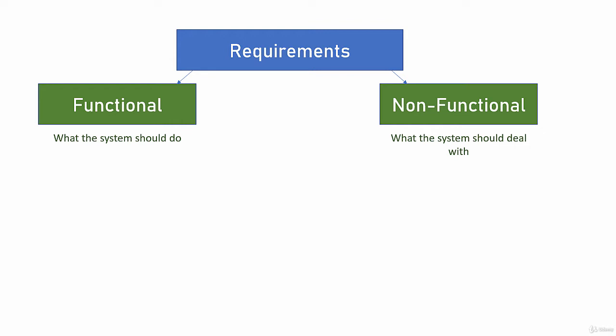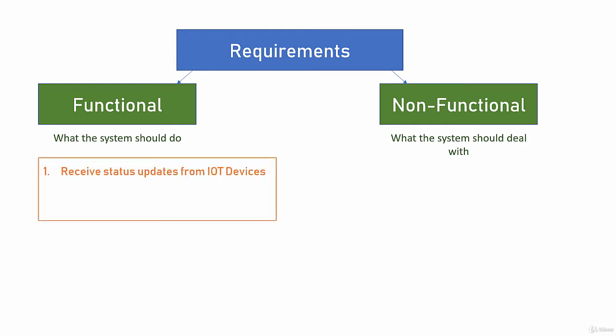Let's summarize the functional requirements in a short bulleted list. 1. Receive status updates from IoT devices. 2. Store these updates for future use. And 3. Allow end users to query the updates and present them with the relevant information. So far, so good. Now, let's go to the more interesting part, the non-functional requirements.